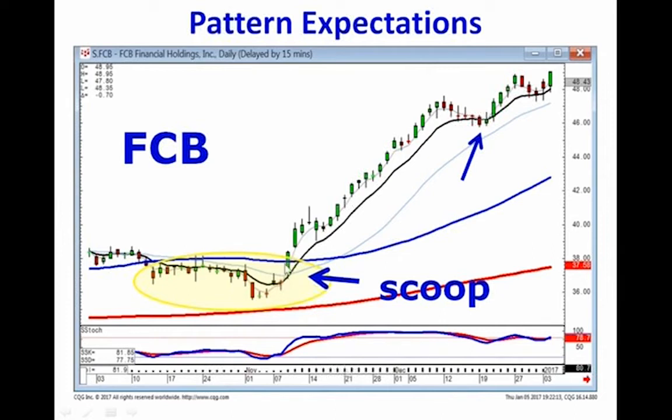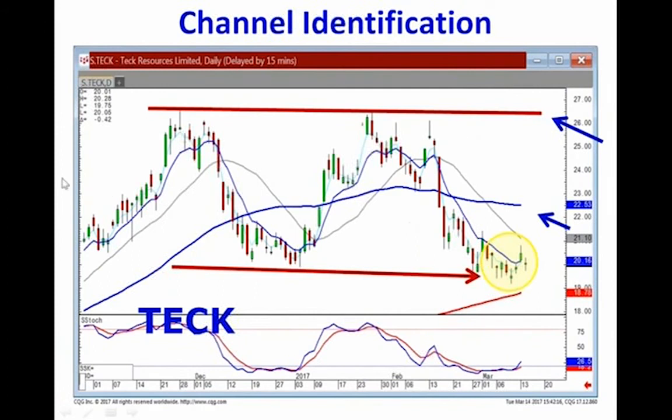And what do we expect coming out of a scoop pattern? A strong price move. How long do we hang on to this? Until we see a candlestick sell signal and a close below the T line. But we also have the benefit of knowing that we can get right back into a trade. If it closes below the T line and does another buy signal, we know that now this pattern, which is a J-hook pattern, is in progress.